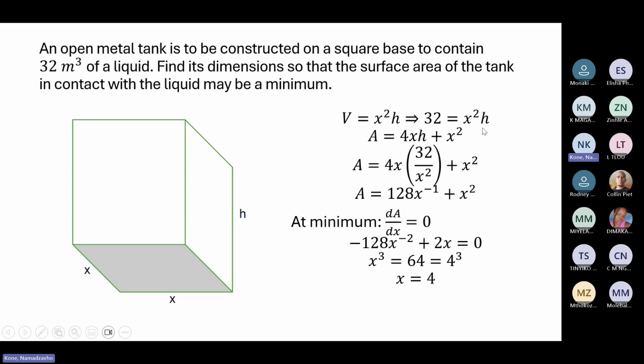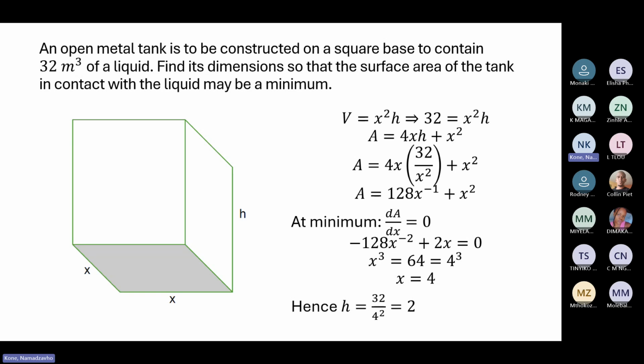What we only have is this volume equation that has got 32 cubic meters on the left, and now we've got this x squared h, and then we can replace this x by 4. When we replace this x by 4, 4 squared is 16, and we solve for h. We divide by 16 both sides. We find that h must be 32 over 16, which is 2. Now we know the dimensions.